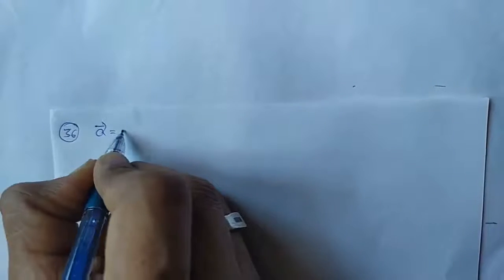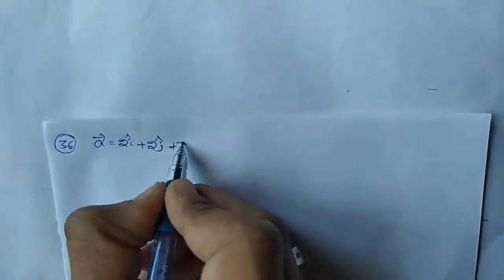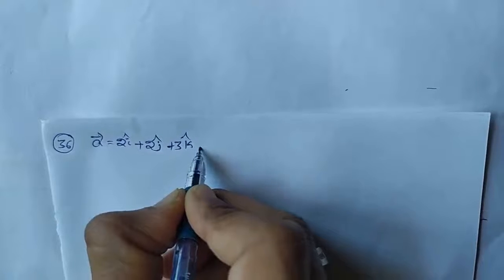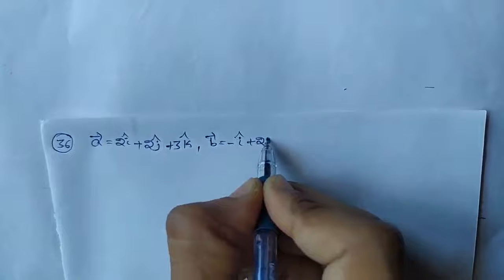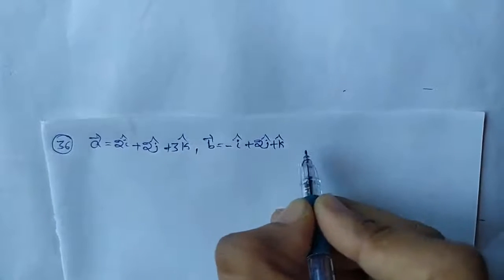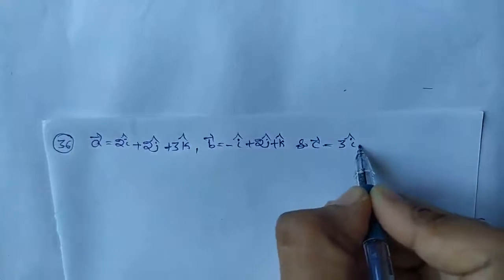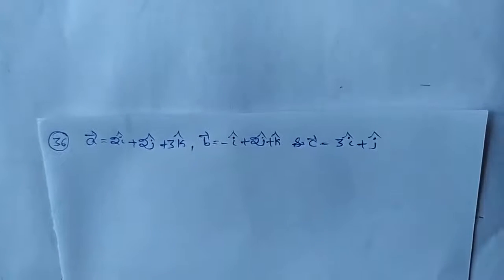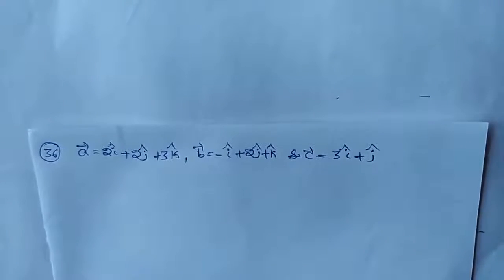In the 36th question we have, if a vector is equal to 2i plus 2j plus 3k, b vector equals minus i plus 2j plus k, and c vector equals 3i plus j, such that a plus lambda b is perpendicular to c vector, then find the value of lambda.